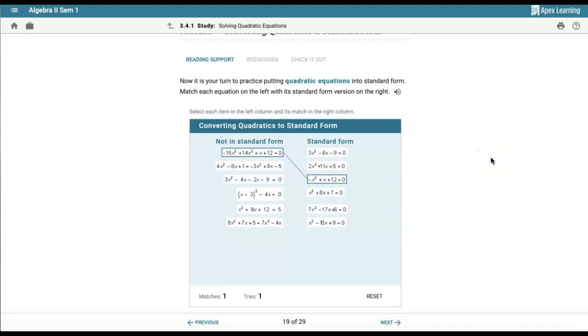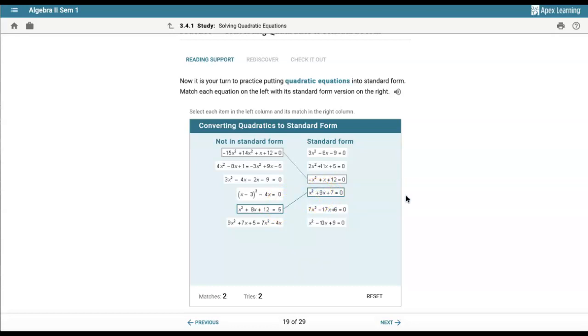To do another one, I've got x squared plus 8x plus 12 equals 5. So I have to bring 5 to the other side, so 12 minus 5 is 7. I'm left with x squared plus 8x plus 7 equals 0.